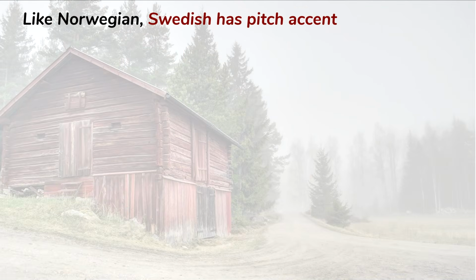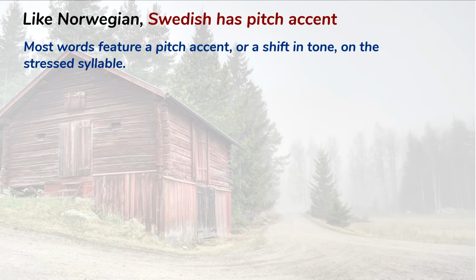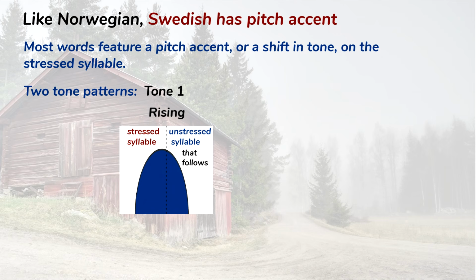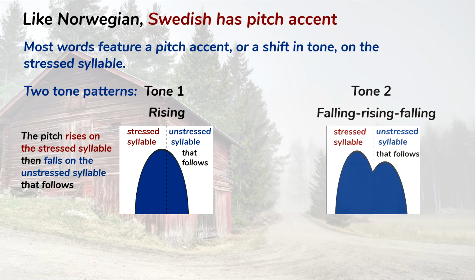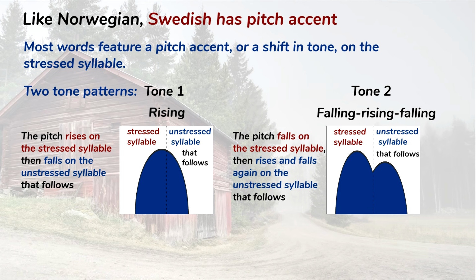Like Norwegian, Swedish has pitch accent, a shift in tone on the stressed syllable. Like in Norwegian, there are two tone patterns. Tone 1 is a rising tone. The pitch rises on the stressed syllable, then falls on the unstressed syllable that follows. Tone 2 is a falling, rising, falling tone. The pitch falls on the stressed syllable, then rises and falls again on the unstressed syllable that follows. Many pairs of words can be distinguished based on their pitch accent.